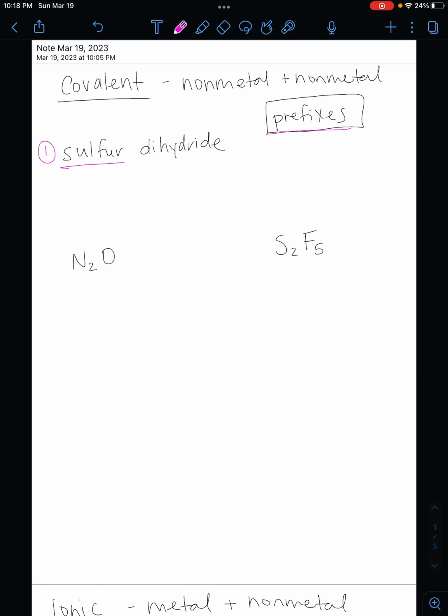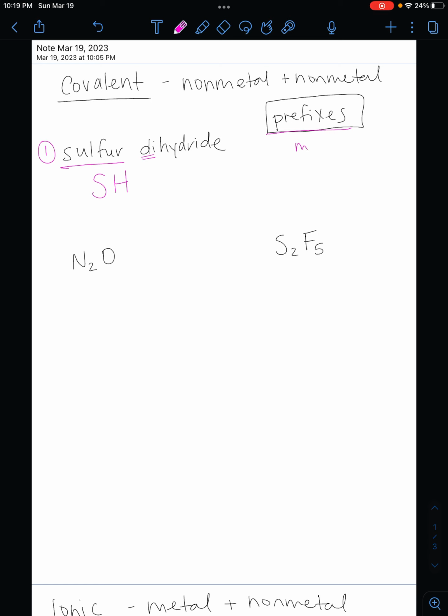Okay, so if we look at our first example here, sulfur dihydride, if I want to write the formula, I'm just going to write the symbols for the names. So sulfur is an S, and then I have dihydride. Hydride sounds like hydrogen, right? So I know that there's going to be an H, and then my prefixes are going to tell me how many I have.